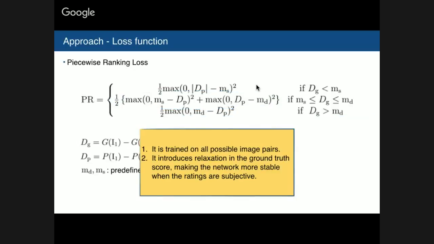The advantage of using this is, first, it can be trained on all possible image pairs, even though the two images have the same ground truth score. This is different from the SVM rank loss or the contrastive loss. Actually, contrastive loss can also use this, but it doesn't think about the somewhat similar cases. So the first advantage is over the rank SVM loss. The second one is, as I mentioned, it introduces a relaxation term, the MS and MD, so that the network can be more stable when the ratings are subjective. And this is our case.